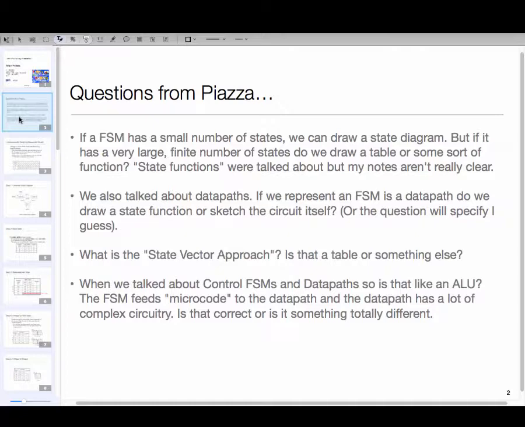What is a state vector approach? Is that a table or something else? Actually, I never taught the state vector approach, but I think, Paul, you covered that in the class, right? And Salma, did you also cover it? Okay. So I'm going to go over that and tell you what its weaknesses are and why I did not cover it.